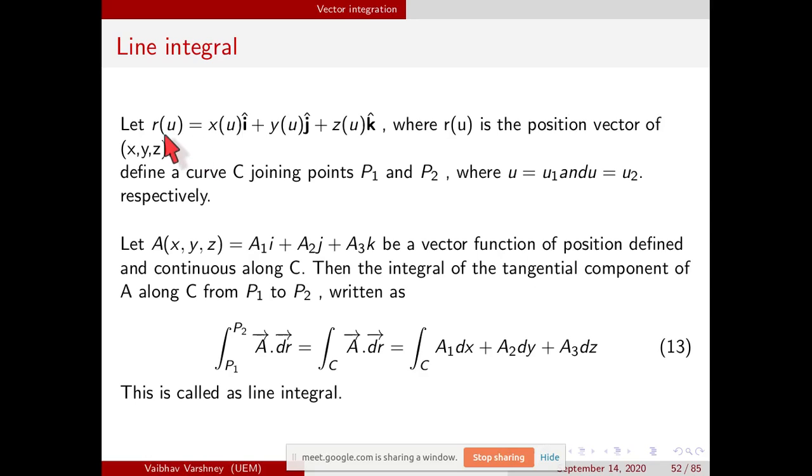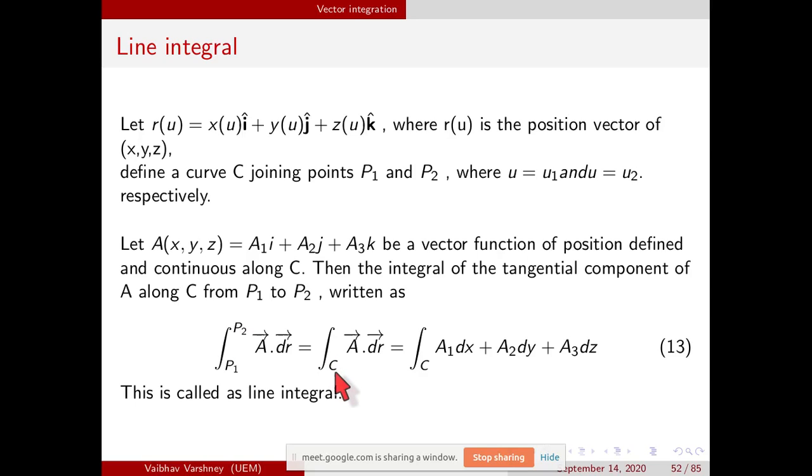If R is any vector, x i cap plus y j cap plus z k cap are its components and it's a position vector, it's a curve which is joining 2 points P1 and P2. The shape of this curve can be any shape as we discussed in the previous class. So if we want to calculate the line integral of any vector A(x, y, z) which is defined by a1 i cap, a2 j cap, a3 k cap, then we define it as A dot dr, from P1 to P2, means from the starting point of the curve to the end point of the curve.